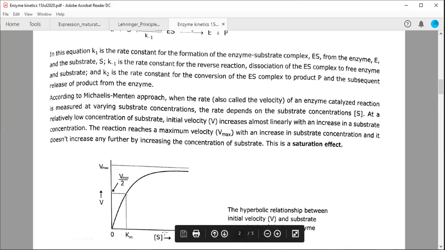This concentration is already there in the test tube. More and more substrate molecules are binding with the enzyme, and therefore the rate of reaction is increasing. But it does not increase any further by increasing the concentration of substrate. Therefore, this is called the saturation effect. The saturation effect is when all the enzymes are already bound with substrate, so there is no free active site to bind more substrate molecules. Therefore, the rate of reaction will not increase further.